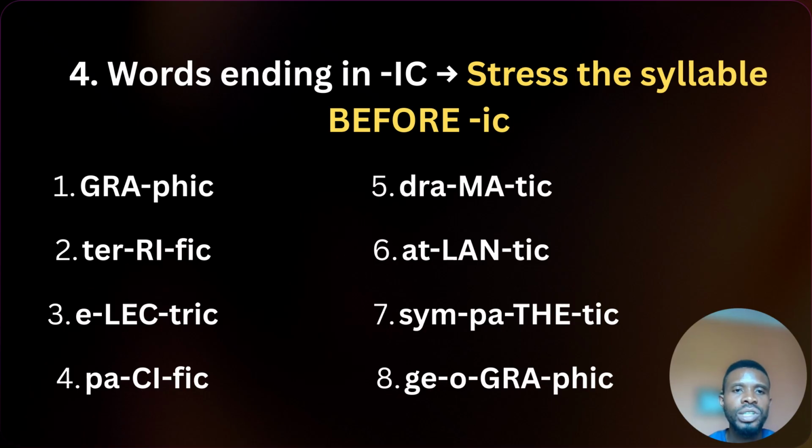Number 4, words ending in IC. The stress is usually placed on the syllable before the IC. So if the word ends in IC, that syllable that takes the IC at the end there is not stressed. We stress the syllable before it, like graphic, terrific, electric, pacific, dramatic, Atlantic, sympathetic, geographic.